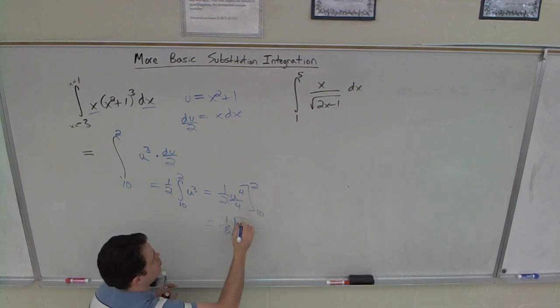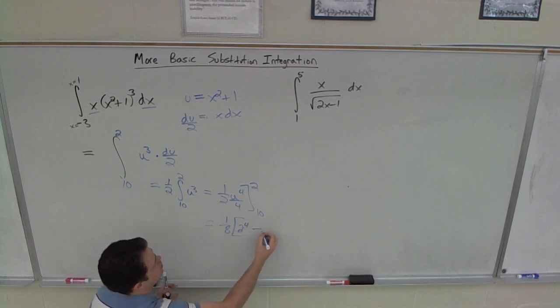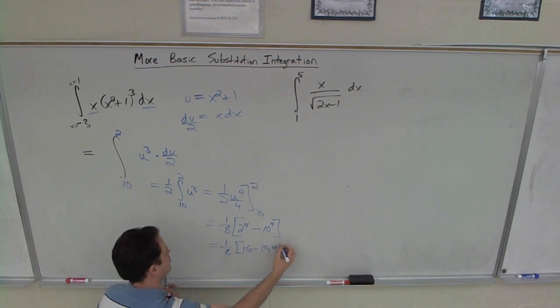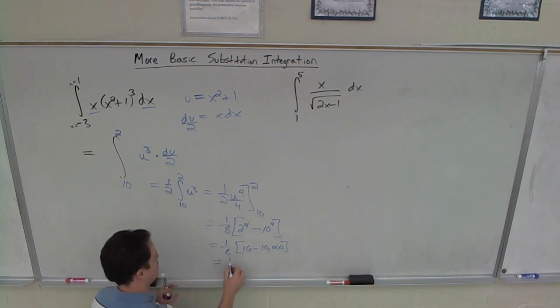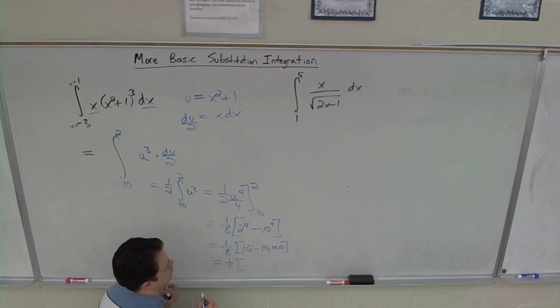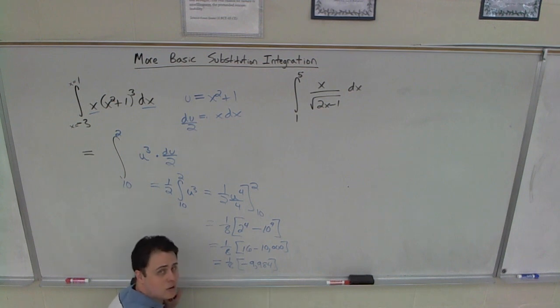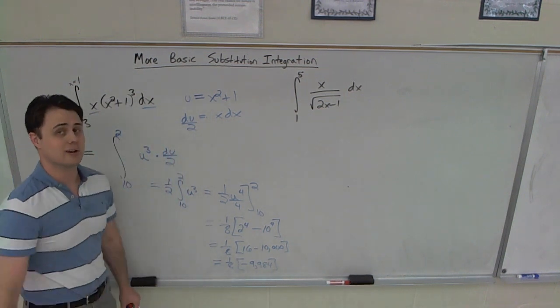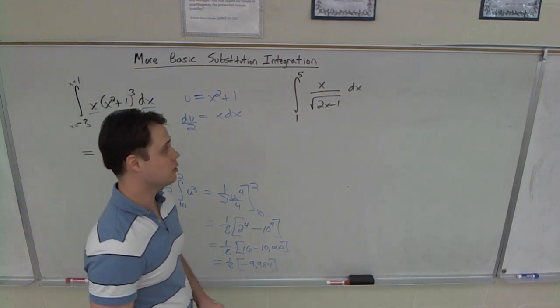So I've got to go 2 in. So that's going to be 2 to the 4th power minus 10 in. So 10 to the 4th power. And I'll get 1/8 of 16 minus 10,000. So that's going to be 1/8 of, what is that going to be? -9,984. So 1/8 of that, whatever it is, this is clearly a very large negative area. You'd have to look at the curve to see if that made sense logically.